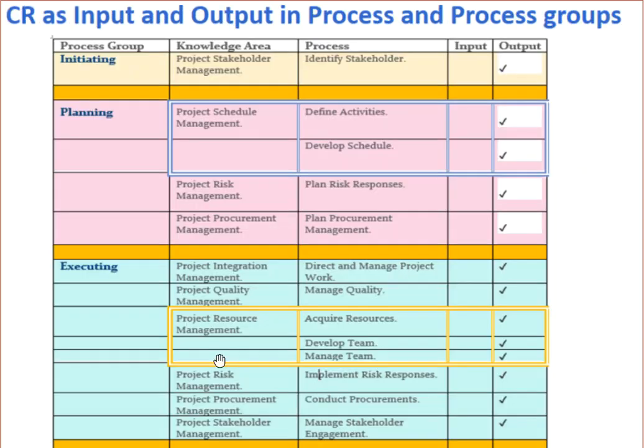So here we have a pictorial representation of the change request as an input and output in process and process groups. Whichever is ticked, the change request is an output, and whichever is not marked, it's not an output. You could see that in initiating, planning and executing, the change request is an output.